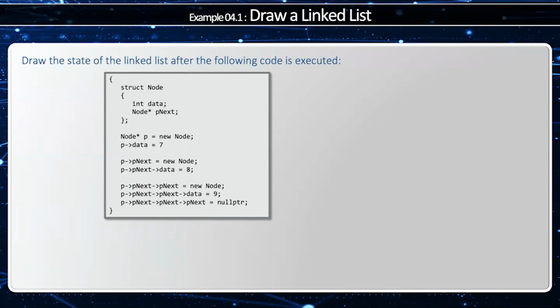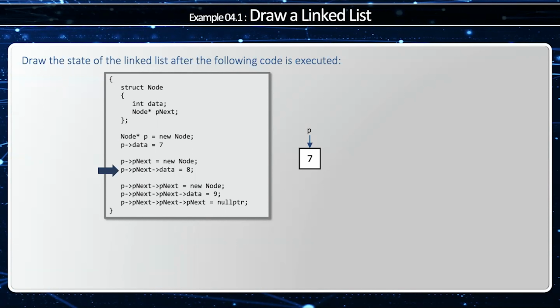We'll start with our definition of a node. This node is going to have an integer data type and a pointer. It's a singly linked list, which means I'm only going to point to the next node in the sequence. So we'll start by allocating a new node and setting its value to 7. P is going to point to the first node.